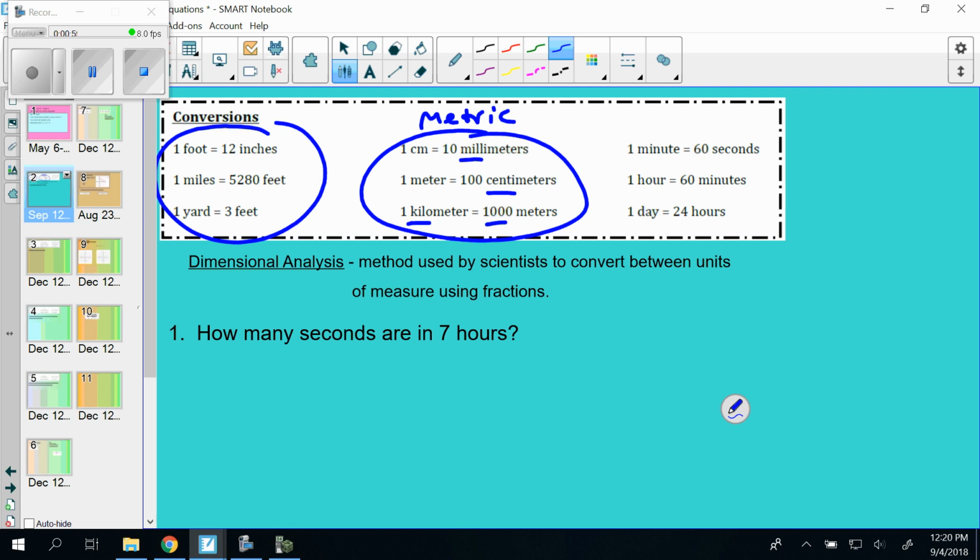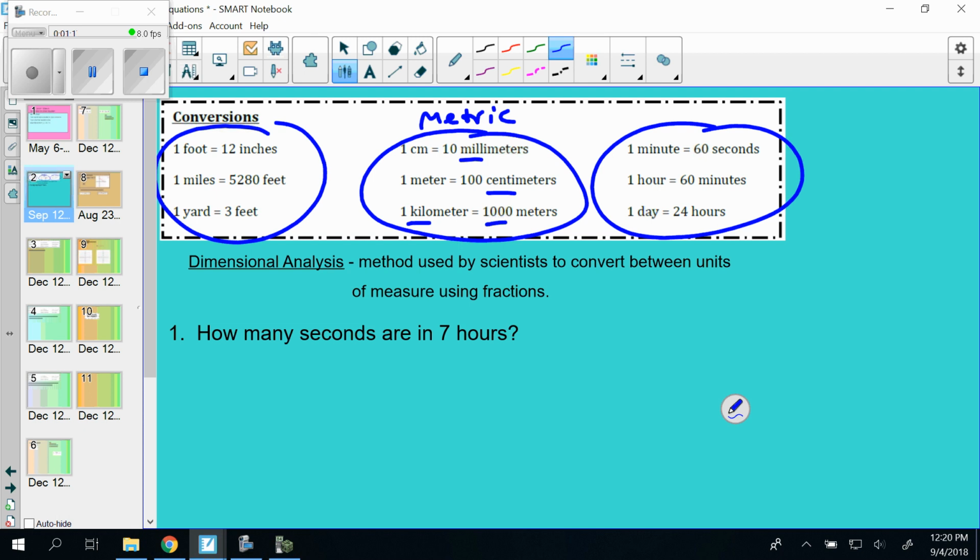1 foot is 12 inches. 1 mile is 5,280 feet, which is a difficult one to remember because it's not a common number. Also, 1 yard equals 3 feet. Time, everyone should know that one. 60 seconds in a minute, 60 minutes in an hour, and 24 hours in a day.